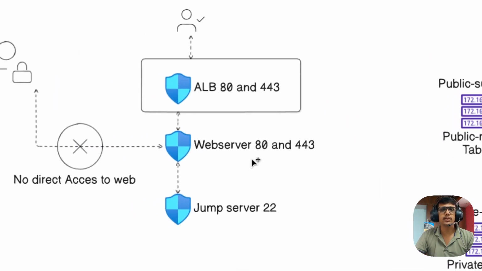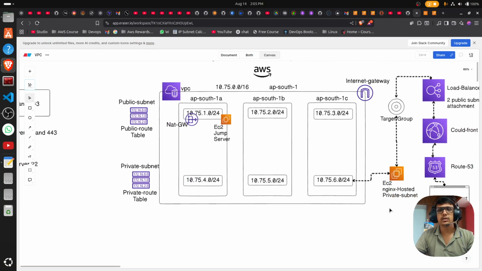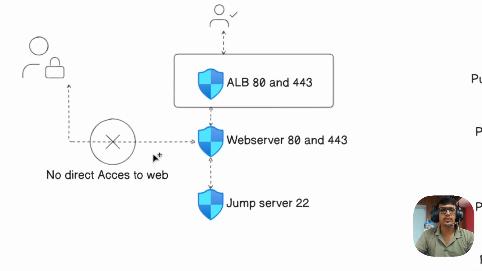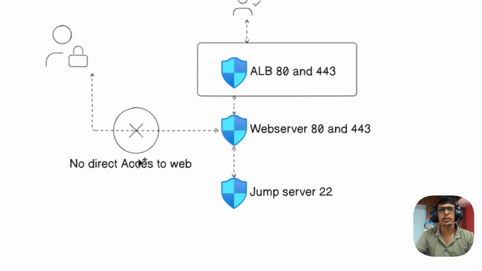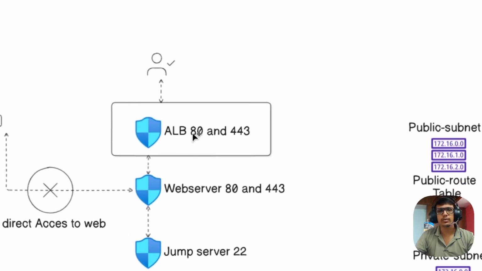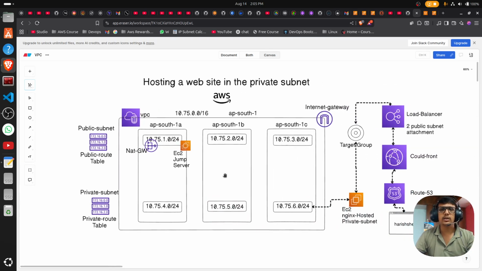And this web server is hosted in the private subnet. That's why the user can't access the web server directly, and the ALB is accessible for everyone. I'm going to give the inbound rules for everyone. So this is the architecture-level design for hosting your private EC2 instance. Let's get started to develop the architecture.